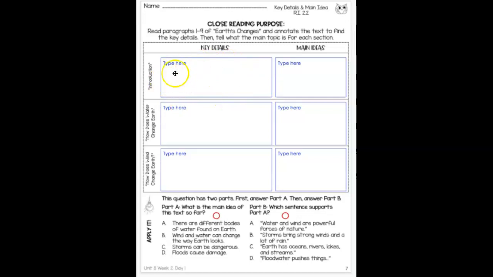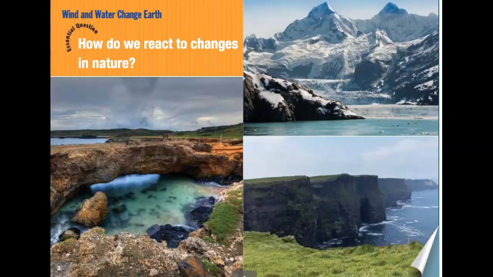So once you get all of your key details, you have to look at it, be like an investigator. You're going to carefully look at your key details, and then you are going to say, what do all of these details have in common? Wind and water change the earth. And our essential question for this entire unit is, how do we react to changes in nature? How do we react to changes in nature?